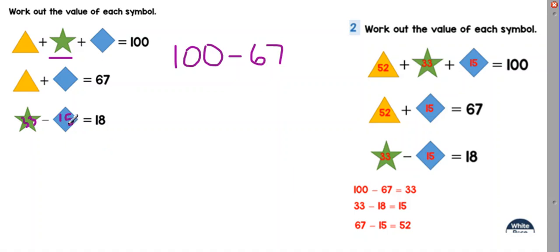So now you can work out the value of the triangle by putting your values in here, like this, and here, and then you can do 67 minus 15 to get your answer for the triangle, which would be 52. Well done if you got that correct.